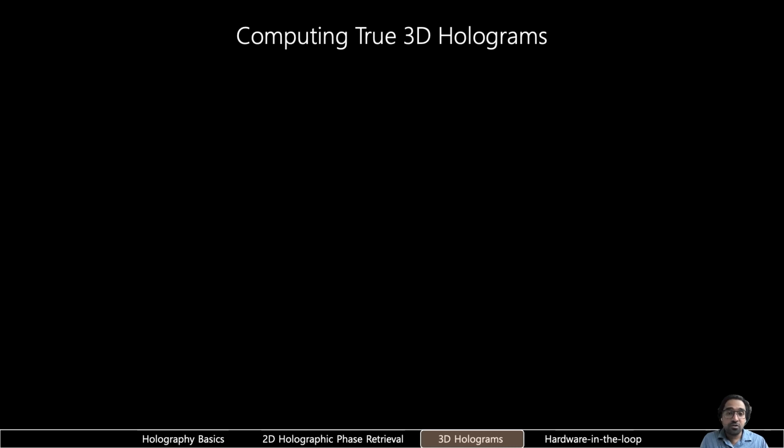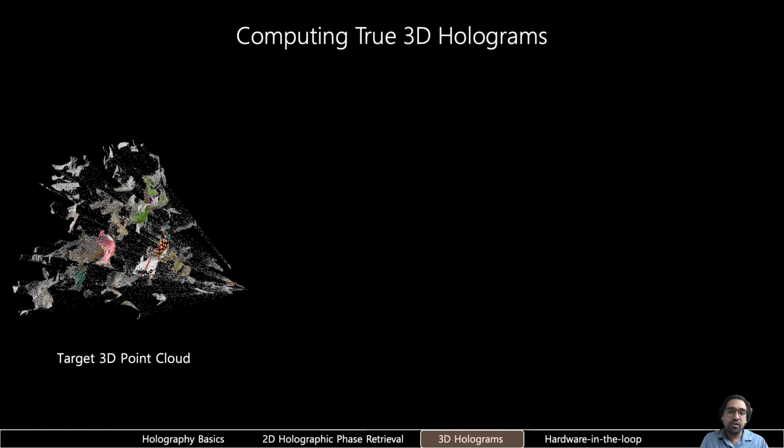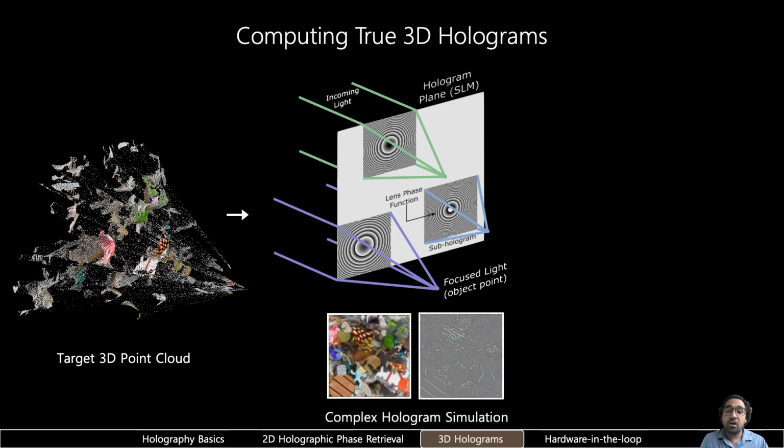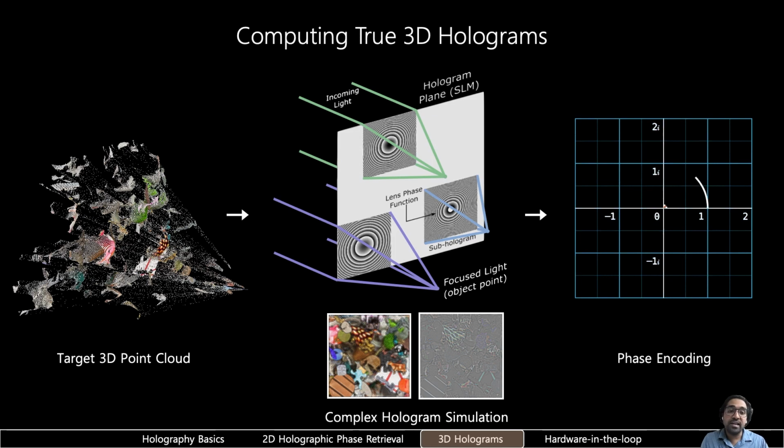Now that we have looked at 2D holograms, let us see how we can compute a 3D hologram. A true 3D hologram projects a three-dimensional point cloud where light is focused on every point using tiny diffractive lenses. Such lenses are all interfered with each other to produce a complex hologram containing both amplitude and phase. And finally, heuristics such as the double phase encoding are often used to convert this complex hologram into a phase-only hologram suitable for today's SLM hardware.